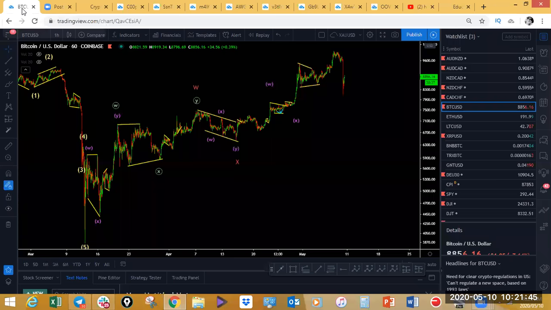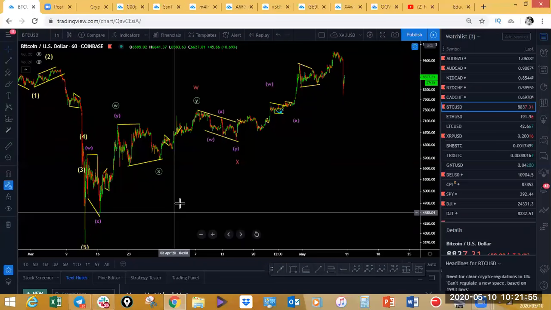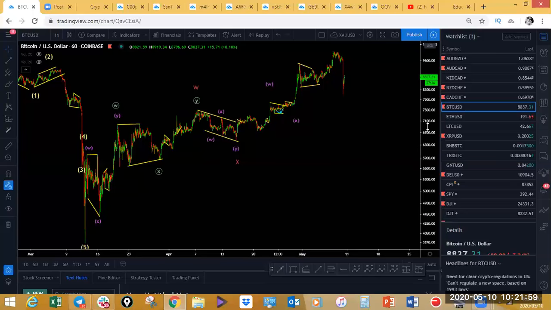Let's start with the market analysis for this week. We're obviously going to start with the cryptocurrencies. Right, so we'll start with the cryptocurrencies now. Let's look at Bitcoin and the Bitcoin structure.